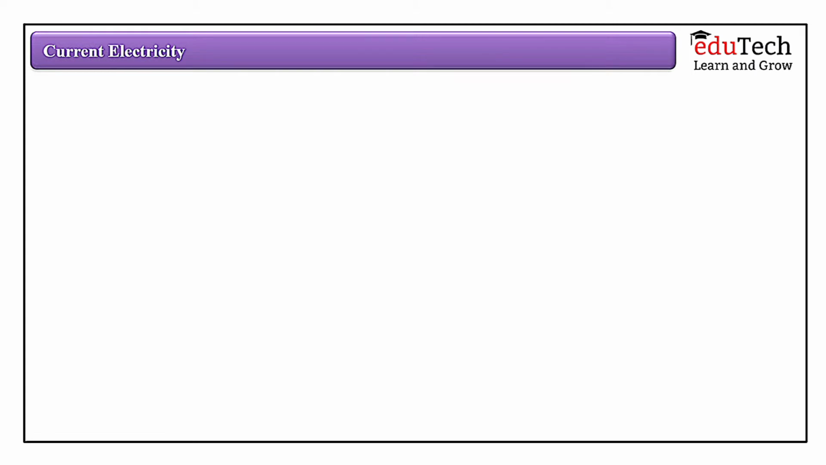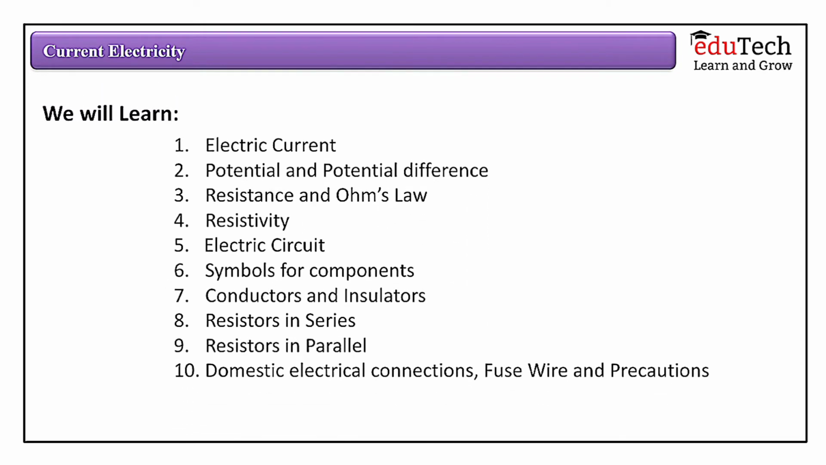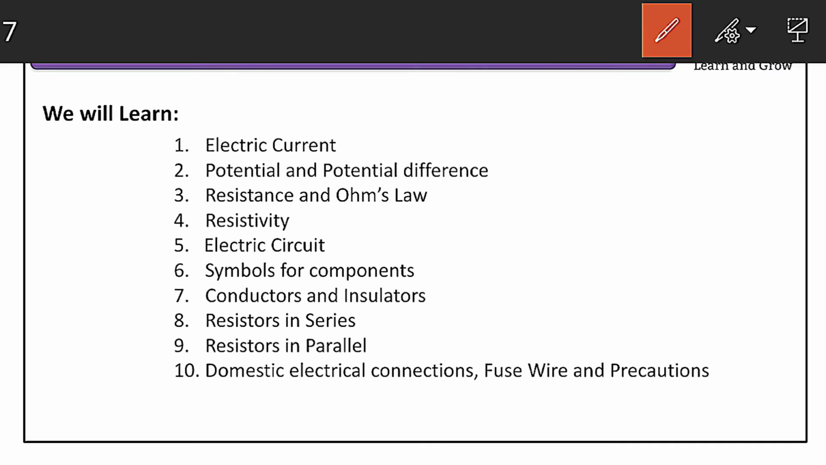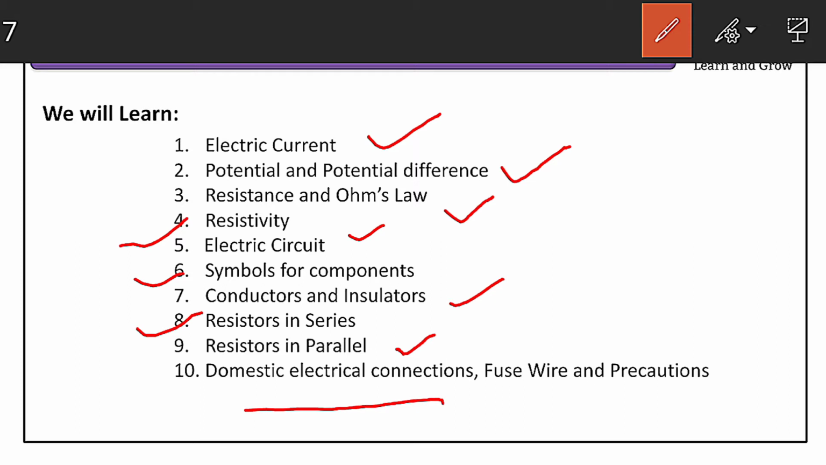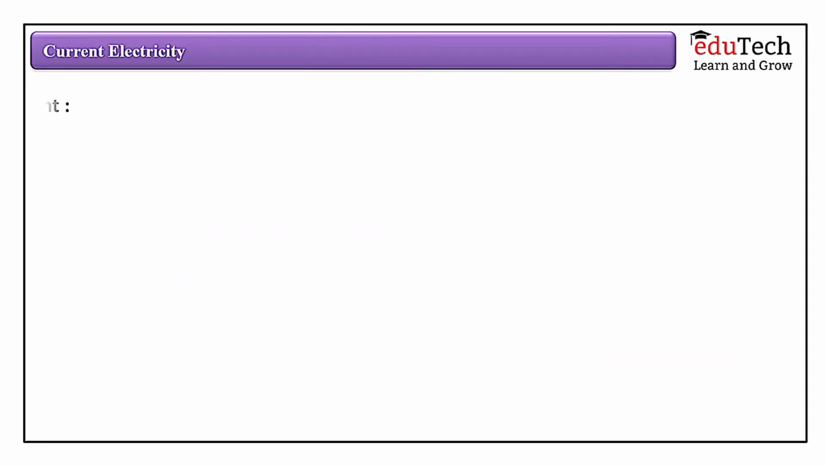In this chapter we are going to study current electricity. So in this chapter we will learn what is electric current, what is potential and potential difference, resistance and Ohm's law, resistivity, electric current, symbols for components, conductors and insulators, resistors in series and when resistors are connected in parallel, and domestic electrical connections, how we do connections in our homes, then fuse wire and the precautions for dealing with electricity. So let's start. First concept, current electricity.